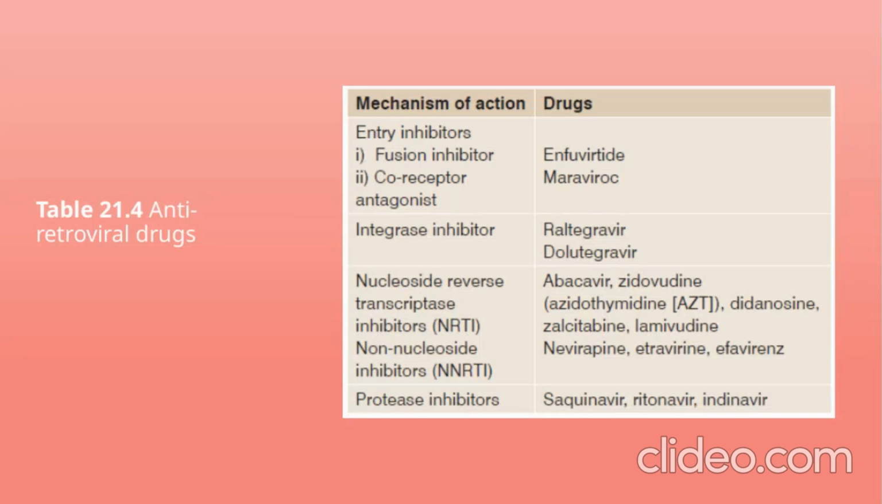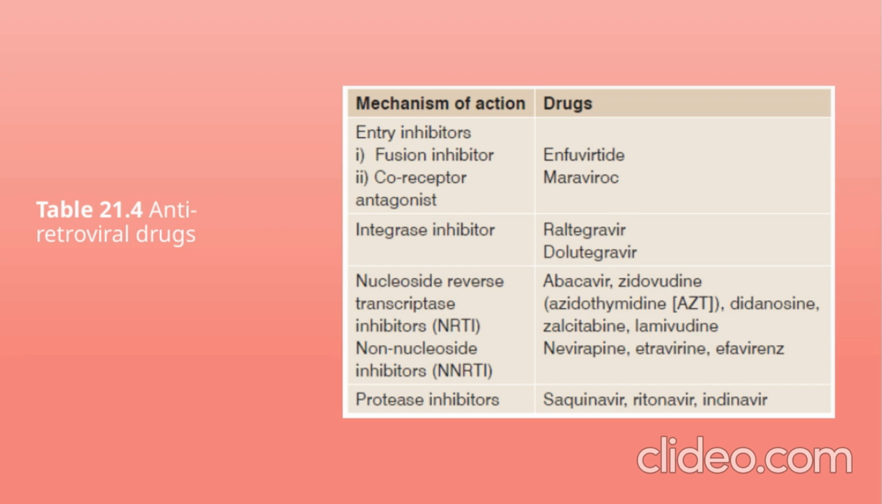Let's take a moment to look at Table 21.4, which covers antiretroviral drugs. These medications are crucial in managing HIV infection effectively. You'll notice that they are categorized into different classes based on how they work. For example, there are nucleoside reverse transcriptase inhibitors, non-nucleoside reverse transcriptase inhibitors, protease inhibitors, integrase inhibitors, and entry inhibitors. Each class targets a specific stage in the HIV life cycle, which is key to suppressing the virus. Understanding these categories helps us appreciate how combination therapy works.